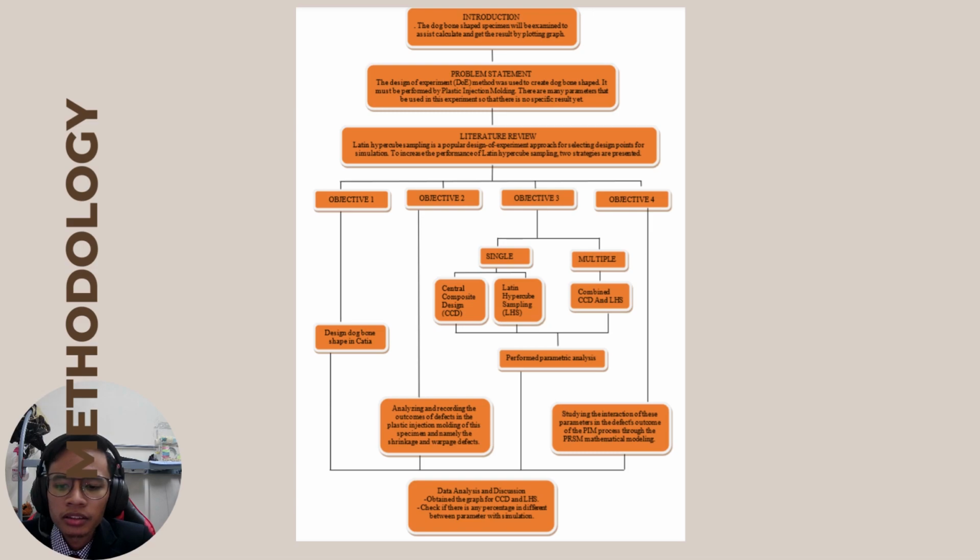After that, I must do the data analysis and discussion. Firstly, obtain the graph for CCD and LHS, where CCD refers to central composite design and LHS refers to Latin hypercube sampling.